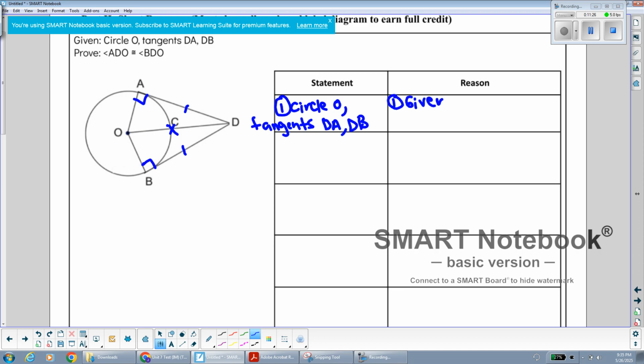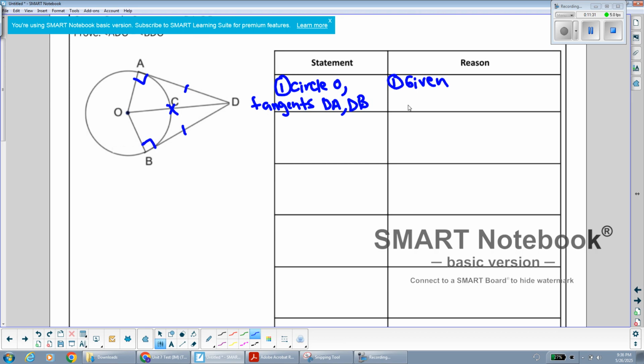And everything I just put in the diagram, I'm going to make sure to get inside the proof. So I'm going to start with the right angles. I'm going to say DA is perpendicular to AO. And in the same step, I'll also put that DB, the other tangent, is perpendicular to the other radius because it uses the same reason.